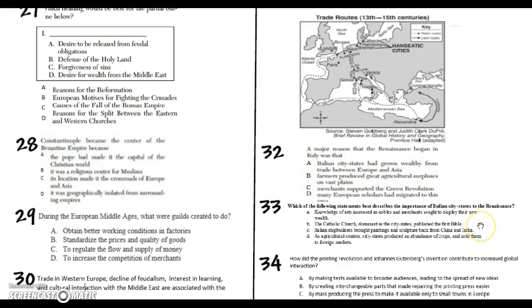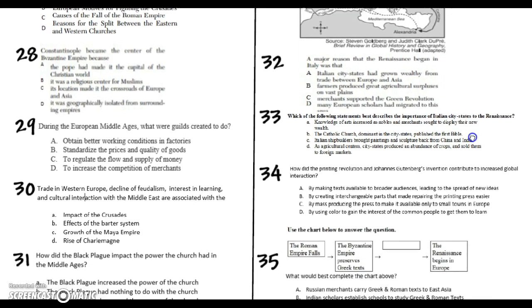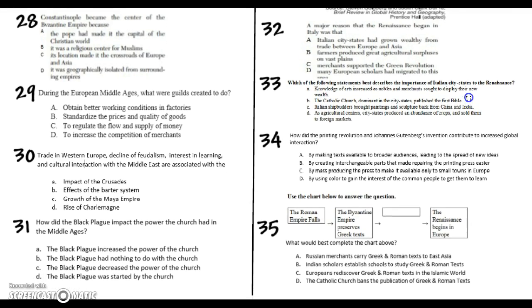Number 33. Which of the following statements best describes the importance of Italian city-states to the Renaissance? A, knowledge of the arts increased as nobles and merchants sought to display their new wealth. B, the Catholic Church, dominant in city-states, published the first Bible. C, Italian shipbuilders brought paintings and sculpture back from China and India. D, as agriculture city-states produced an abundance of crops and sold them to foreign markets.